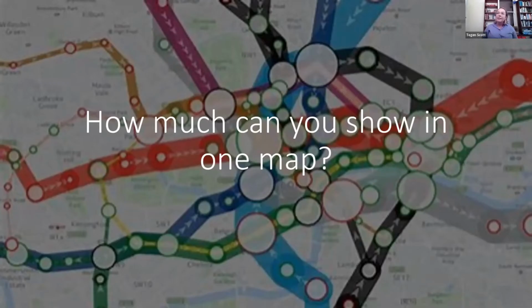But the question always is, how much can you show in one map? And static mapping is proving to be difficult and probably not the right vehicle for the volume of information and the restrictions on entering the field in the COVID world that we're living in now. So I think it's pushed a lot of people to use innovation and technology to better display information.